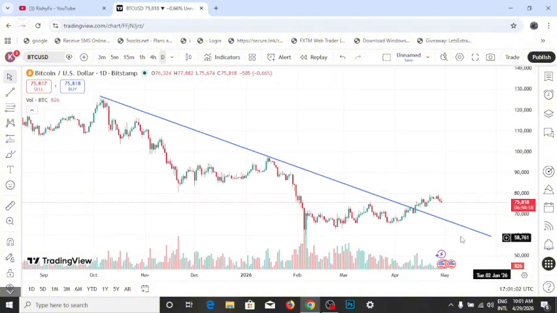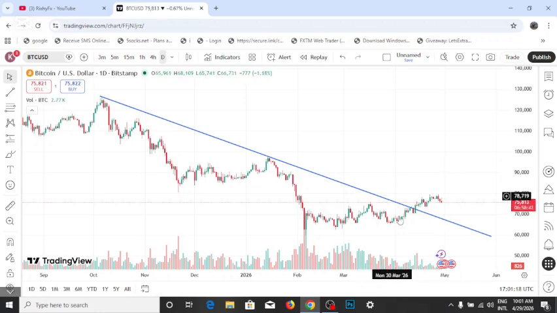Okay, so now we have one bounce, two bounce, that's one bounce, two bounce, and then what you notice is the third time it did not bounce, instead it went through the trend line. Now this is what is referred to as a fake out.